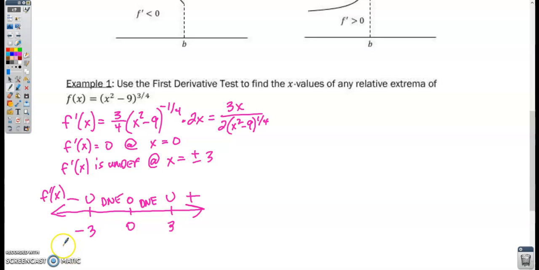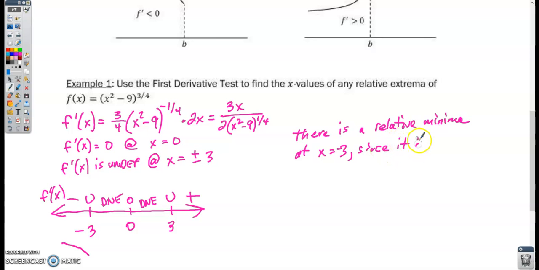So since the derivative is negative, the function is decreasing towards that endpoint, and therefore we have a relative min. There is a relative minima at x equals 3, or pardon me, x equals -3. Since it is a right endpoint, where f prime is negative to the left.